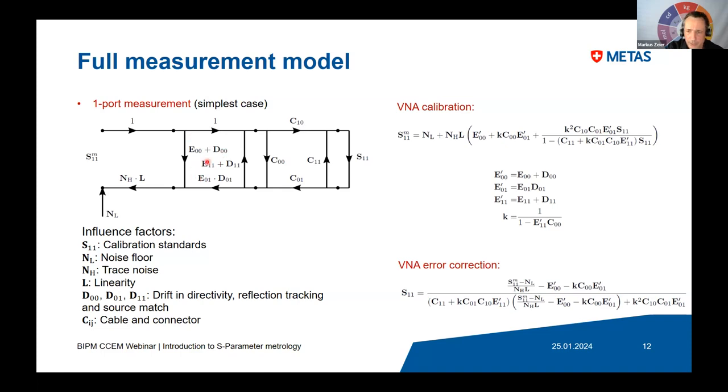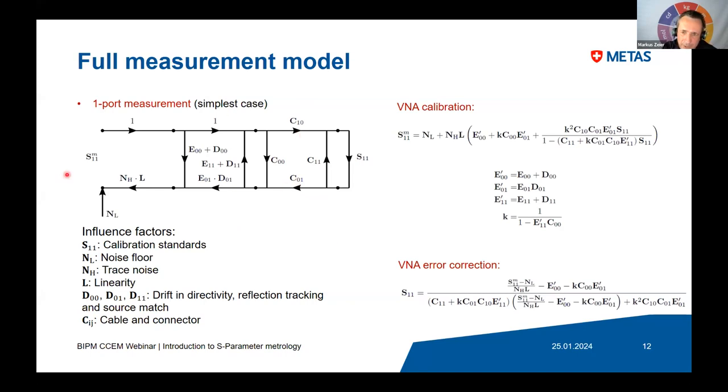But this has been extended with additional terms, which are representing influence factors. Obviously we have the calibration standards, they are characterized, but they also have uncertainties. Then there are noise terms, which have an influence on the measurement. There is linearity, there is drift over time. And then there is also one part which is cable and connector. Although this is a bit summarized here, usually this would be separated into cable and connector. But to keep the equations from getting too long, I summarize that here.